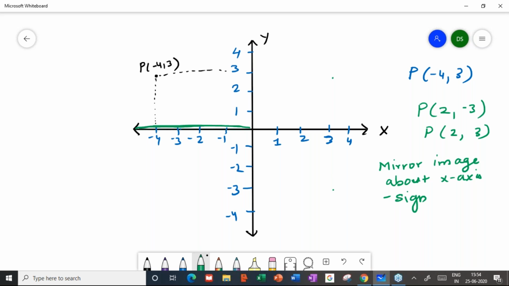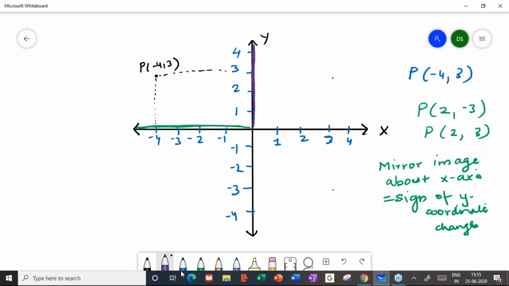Sine of y coordinate changes, isn't it? Right? And mirror image about the y-axis. So let's consider now mirror image about y-axis, which means this is going to be my mirror, which means the point will be formed in the first quadrant, right? So it's going to be 4 comma 3.